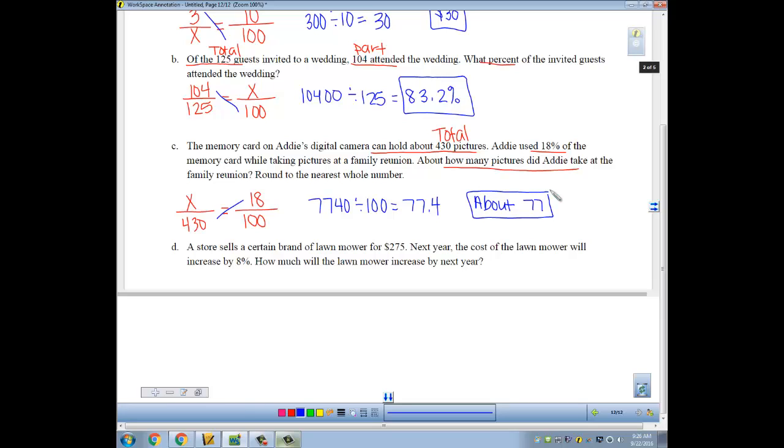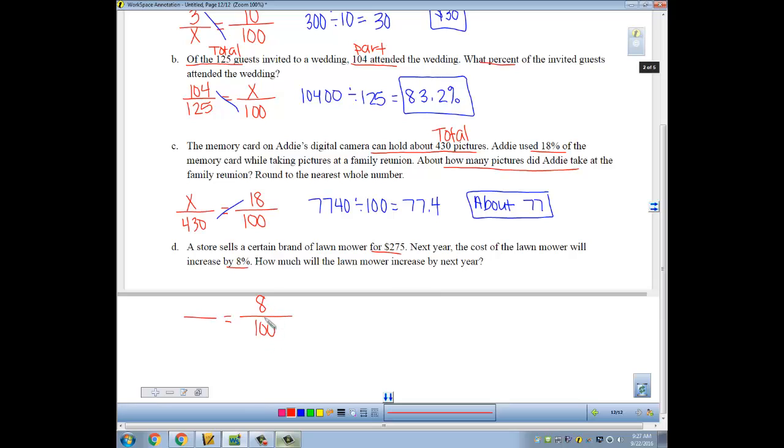The last one, part D, a store sells a certain brand of lawnmowers for $275. Next year, the cost of the lawnmower will increase by 8%. I want to know how much the lawnmower will increase by next year. So set up the proportion. 100 always goes here. I know 8% goes there.